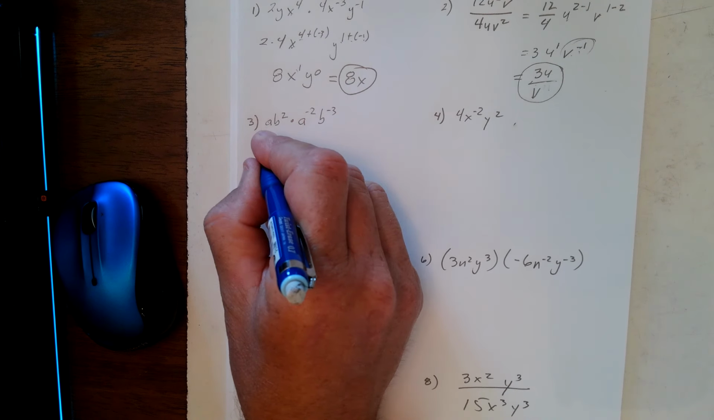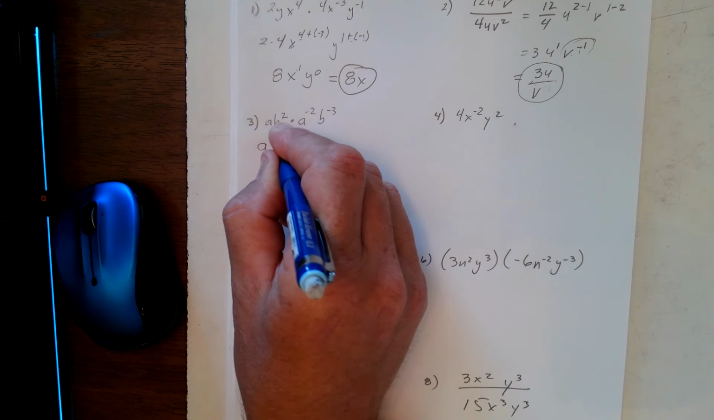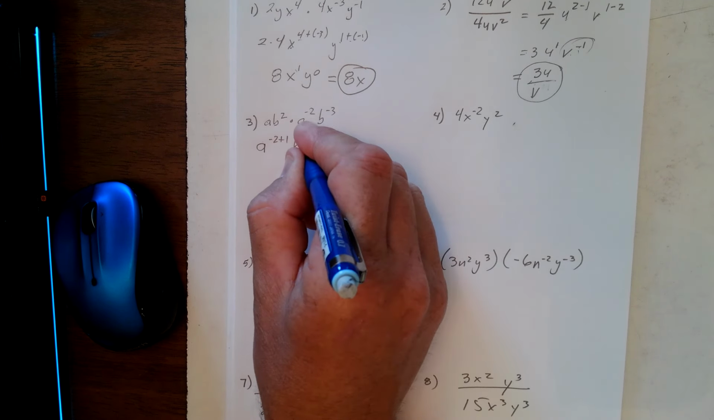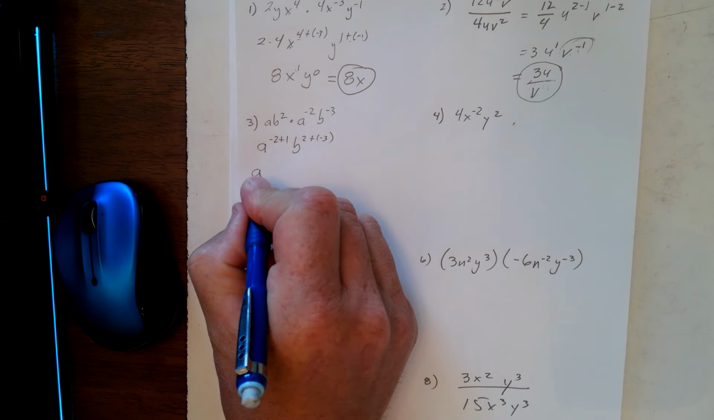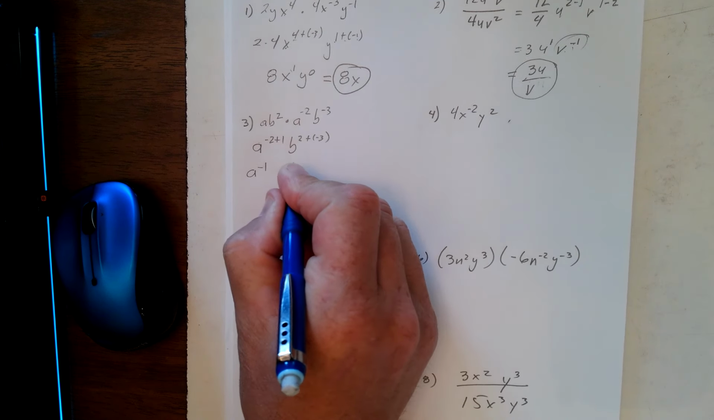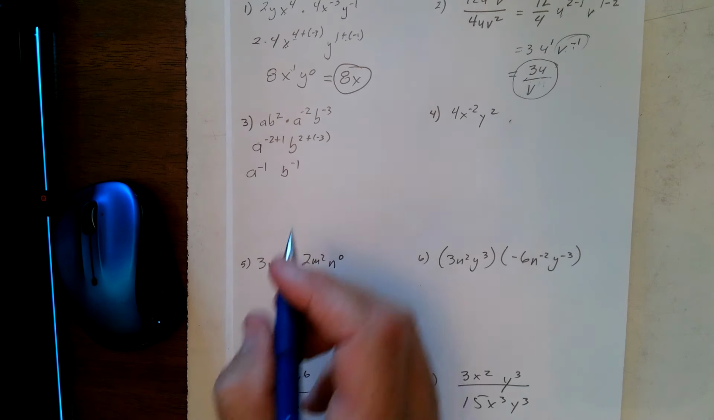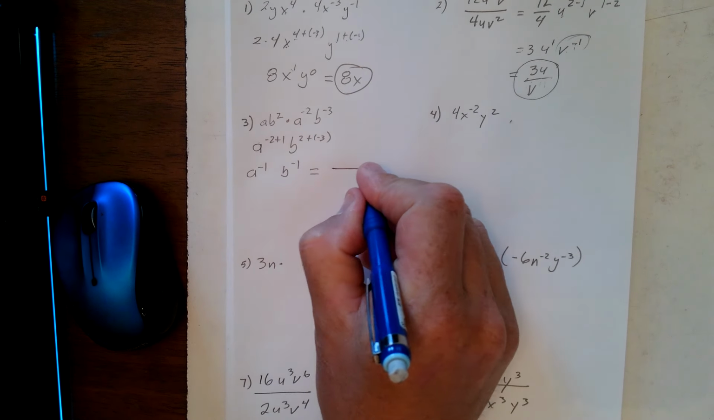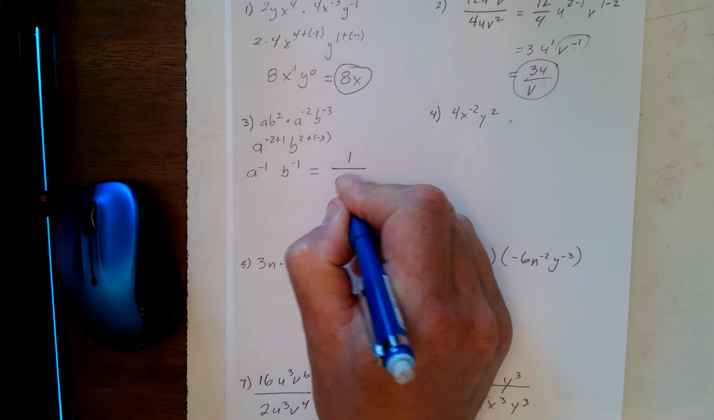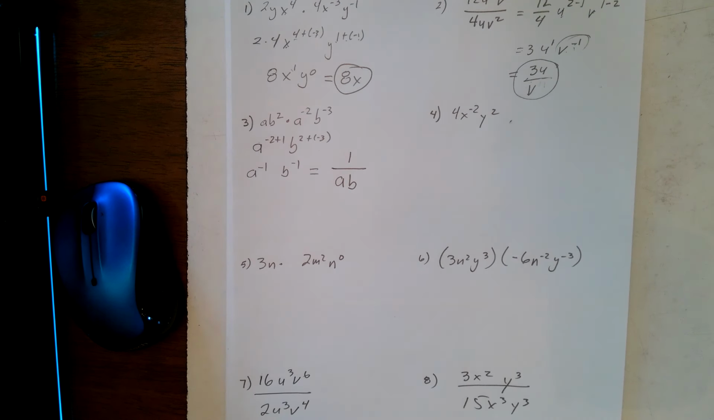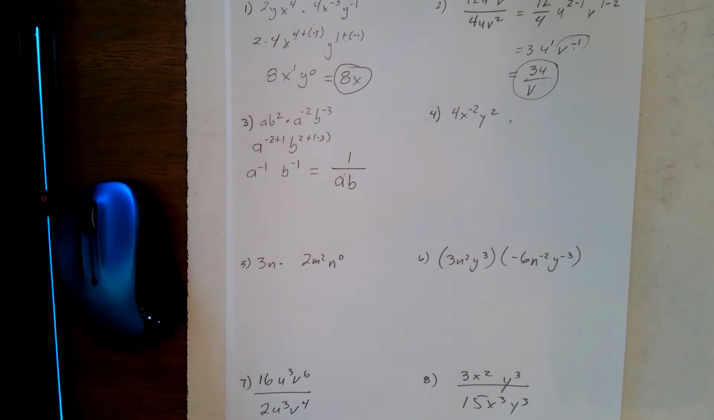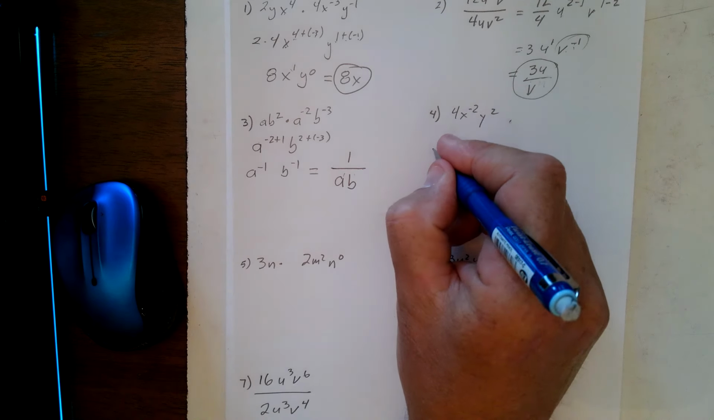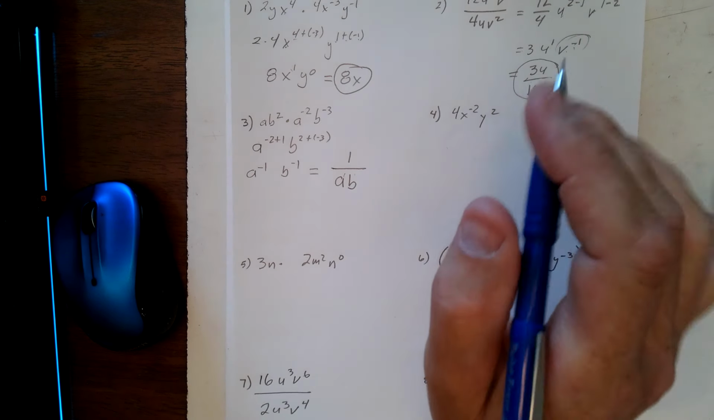Number 3, product, we add the exponents. A to the negative 2 plus 1, b to the 2 plus negative 3. That's a to the negative 1, b to the negative 1. Uh-oh, they're both negative, so they both get moved to the denominator: 1 over ab. I don't need to write the ones up there, but if we have negative exponents, we change them to positive.